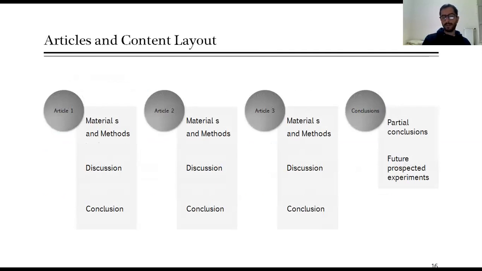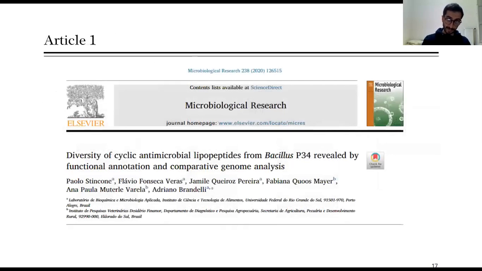The work is going to be divided into 3 different articles, and then partial conclusions and future prospective experiments. The first article was already published by the journal Microbiological Research, and it was titled Diversity of cyclic and microbial lipopeptides from Bacillus p34 revealed by functional annotation and comparative genomic analysis.